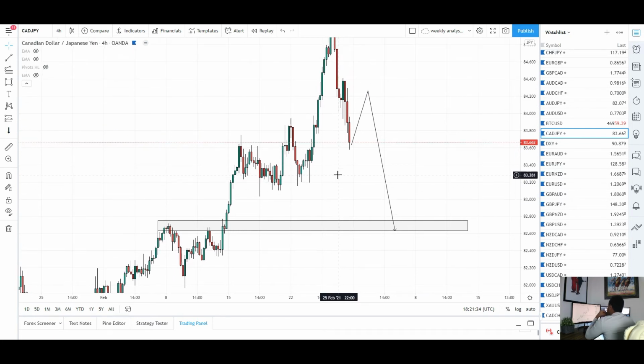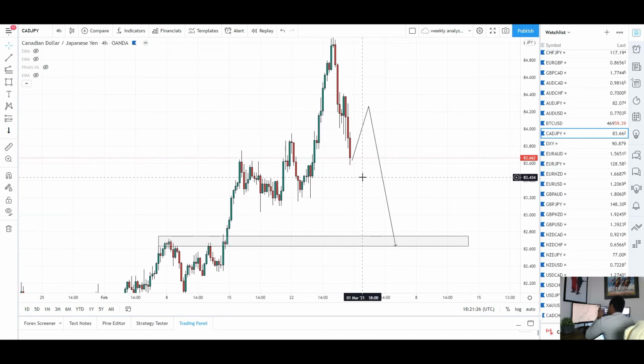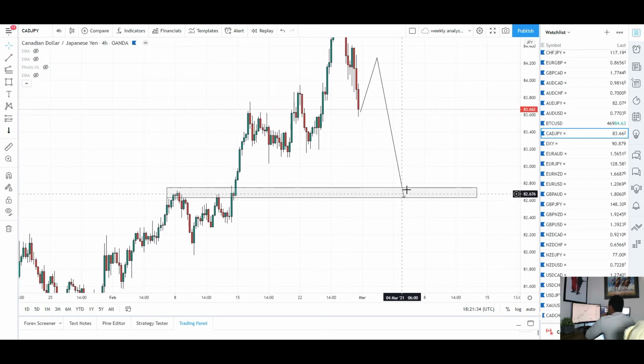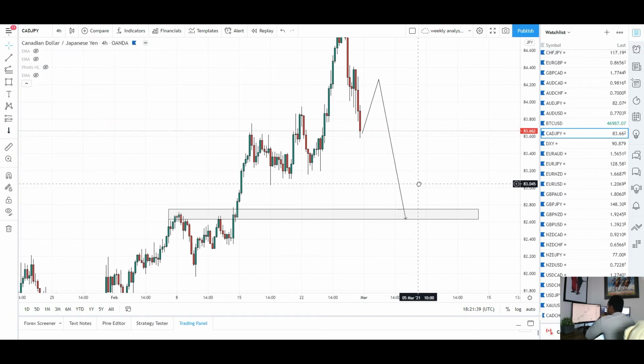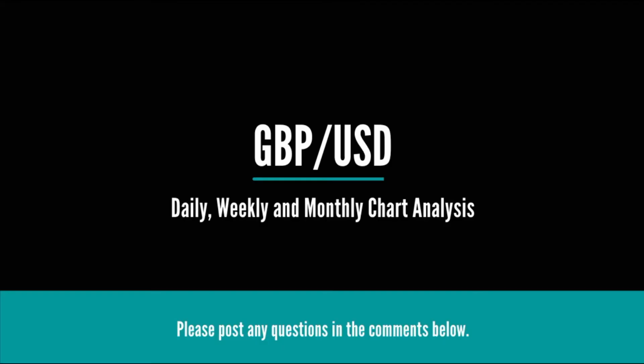So any push to the upside we'll be treating as retracement as long as we stay below that weekly and daily level of resistance, and then expecting to see further continuation to the downside and a move into this level here around 82.700 there. So continuation to the downside for CAD JPY for next week. First, expect a bit of retracement and then continuation to the downside for this pair. Up next is GBP USD.